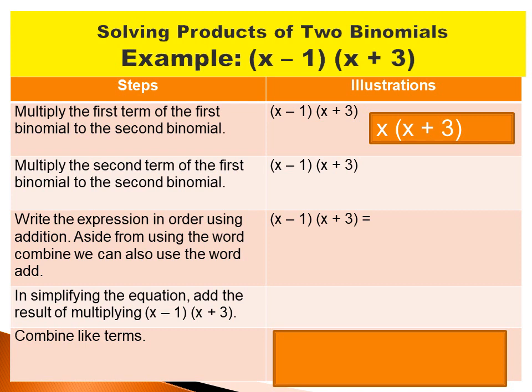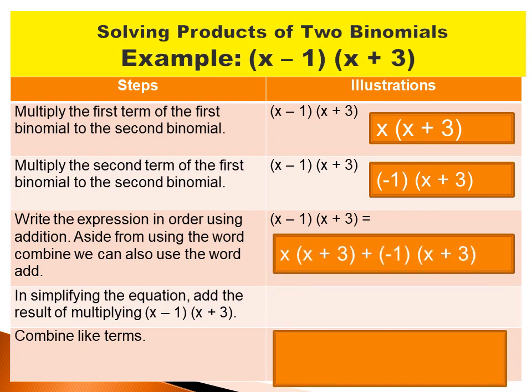Second, multiply the second term of the first binomial to the second binomial. We have negative 1 times x plus 3. Third step, write the equation in order using addition. Aside from using the word combine, we can also use the word add. So we have x times the quantity of x plus 3 plus negative 1 times the quantity of x plus 3.